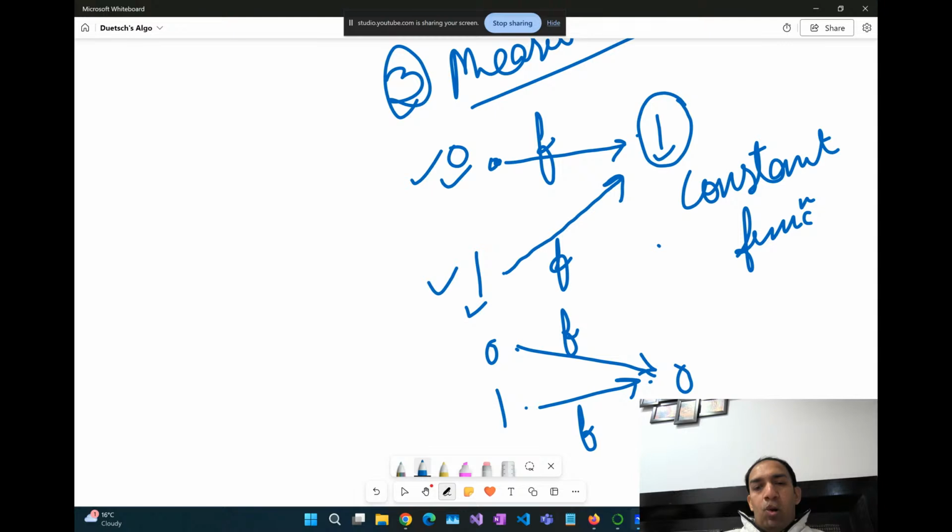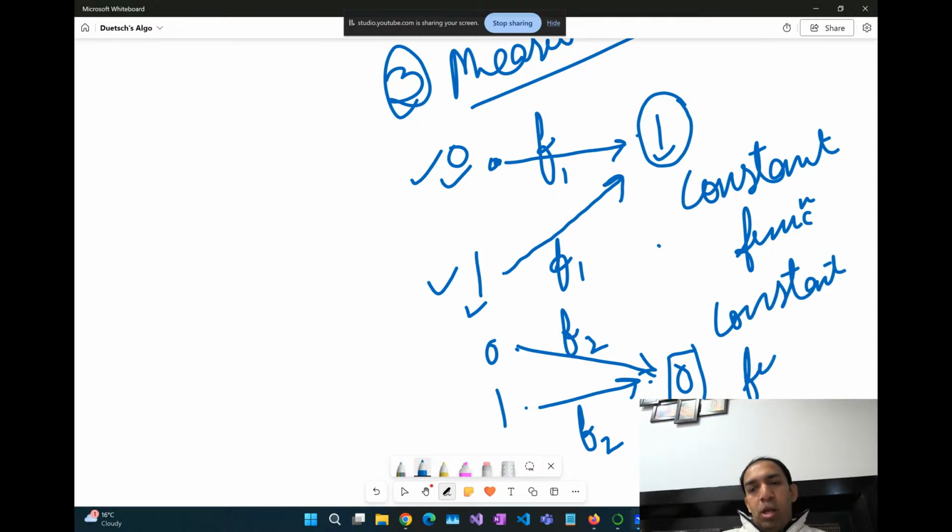This is not the same one. So let's call it, this was function 1, this was function 1, right? This was function 2, this was function 2. And in this case, the output was 0. Again, it's a constant function. It's a type of constant function because no matter what input you gave, the output was constant only. It was the same. That's why it's a constant function.